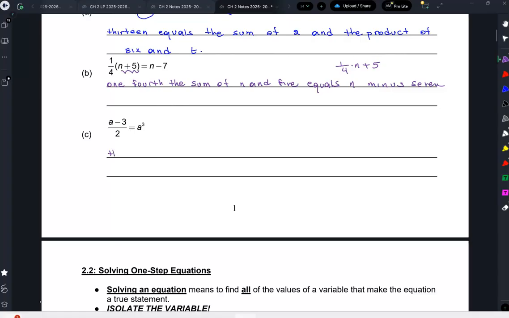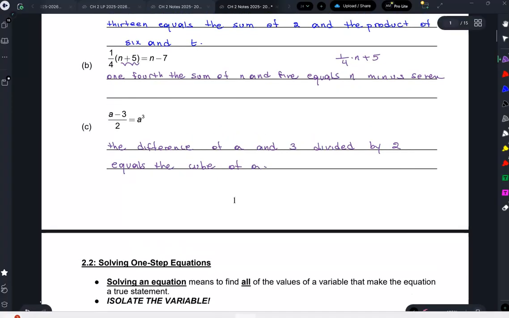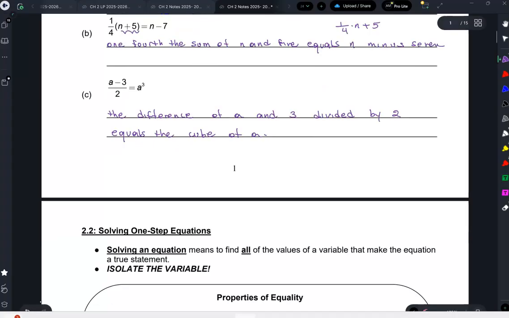Okay, so here, the difference of a and 3, not over 3, right? Divided by 3 by 2 equals the cube of a. Yeah. Okay, so we get the idea, right? Okay. Let's move on to 2.2.